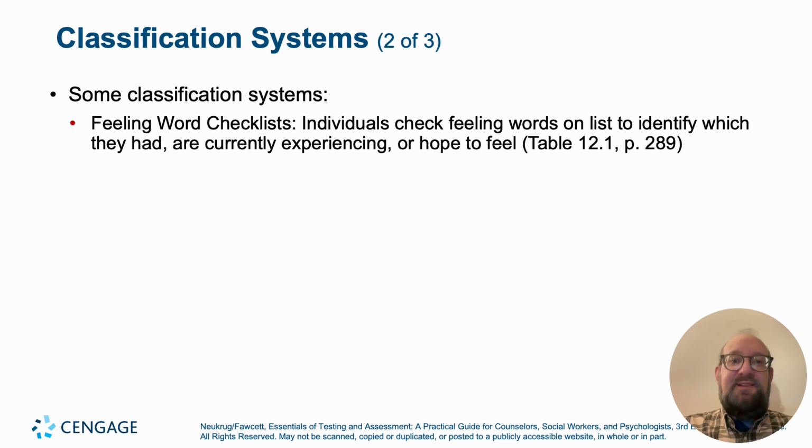Feeling word checklists, another classification system. This is a useful tool that provides a way to categorize and understand different emotions and feelings. So this can involve a checklist of various emotions and feelings. And this is a tool to identify and track emotions and can help better understand emotional responses in different situations.